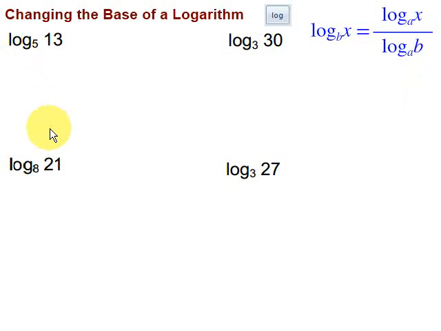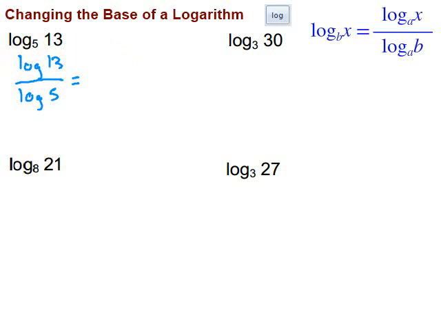So, for this first one, what we want to do is go ahead and just feed it into that base change formula. So it's going to be the log of 13, so just the log part here, except now this is base 10, remember, over the log of 5. Okay, so remember, this is base 10. We don't have to write that. So now I can grab my calculator and get an approximation of what these values are.